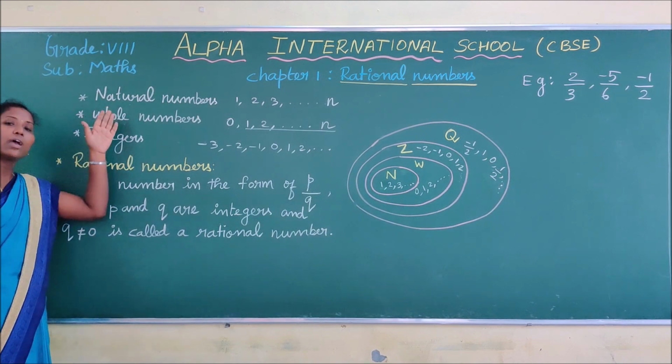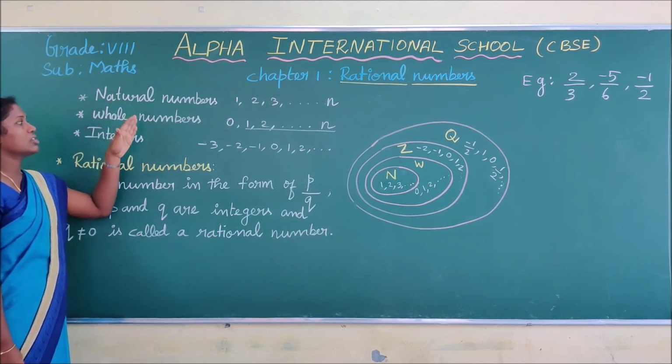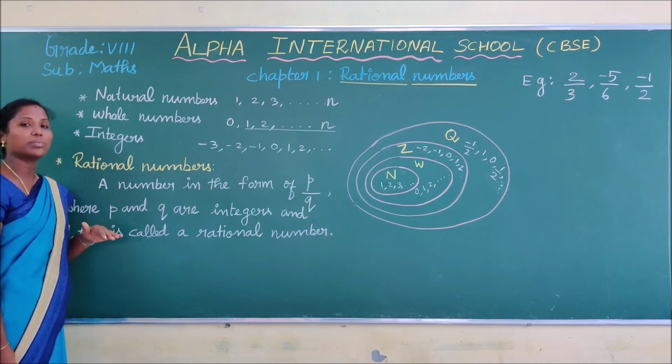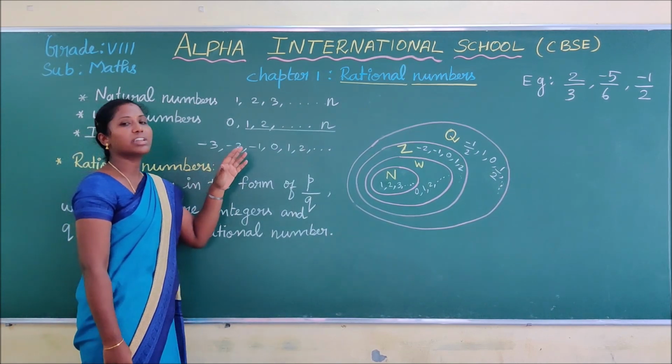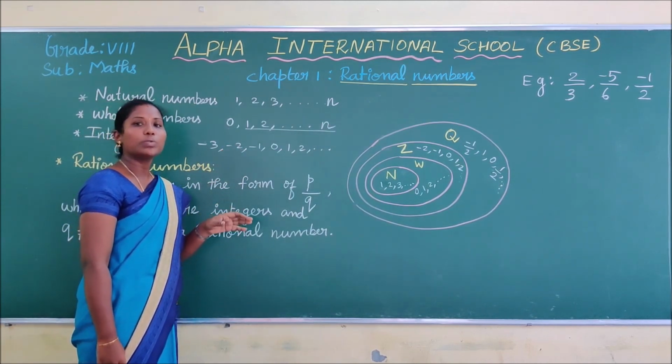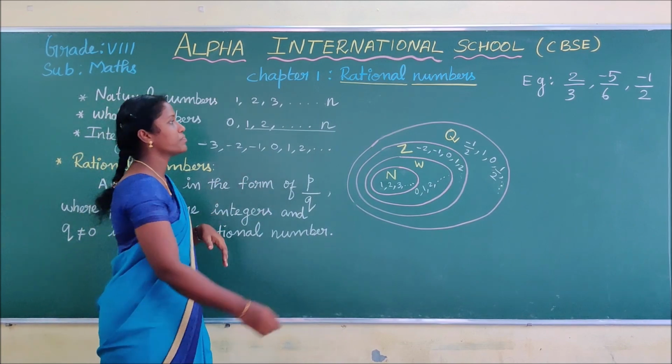So, we have already learned what natural numbers, whole numbers, and integers are. In this chapter, we are going to introduce rational numbers. So, first, going to the rational number.